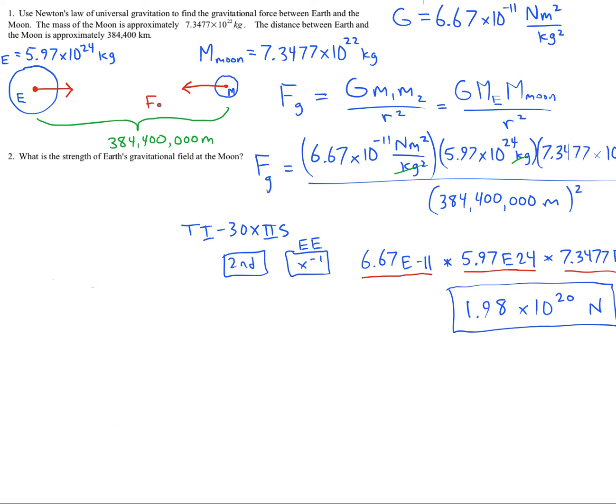This one will be Fg Earth on Moon, and this one is Fg Moon on Earth. They're what are called a Newton's third law pair. How can you tell a Newton's third law pair? Well, they'll have the same magnitude in the opposite direction, where one object acts on the other, and then the other acts on the first object.